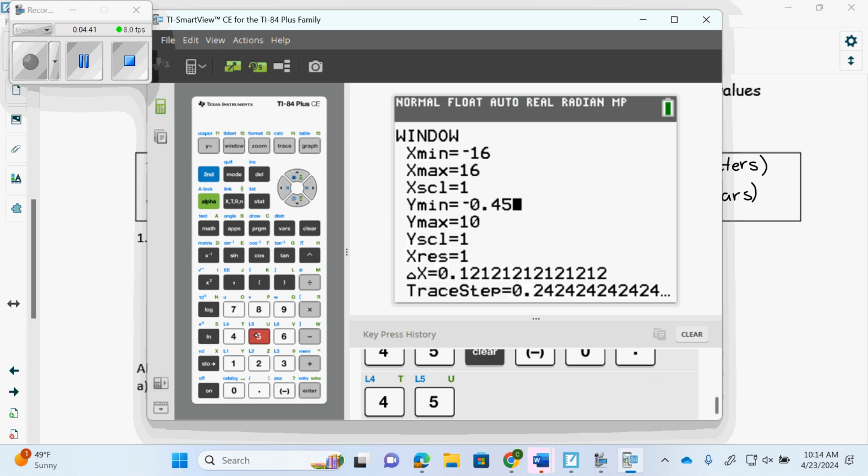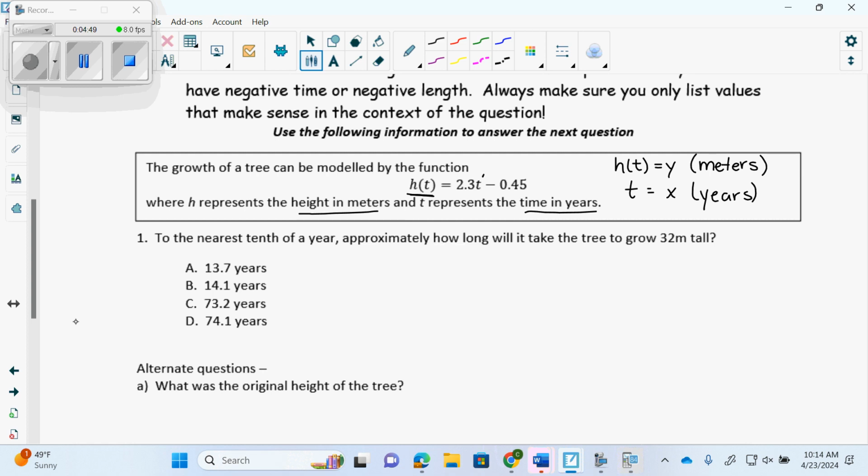Okay. Now the y max, this tree could grow on forever, correct? Let's just see what we absolutely need. So we'll come back. Here it says, to the nearest tenth of a year, approximately how long will it take to grow to be 32 meters tall? So what if I make my y max be 20? I'm in trouble, correct? Because what do I need my y max to at least be for this question? 32. So we should read. We have to read the whole thing. It is helpful to us. So they want us to know to the nearest tenth of a year, so that's 1 decimal place. I'm going to write that to help myself out.